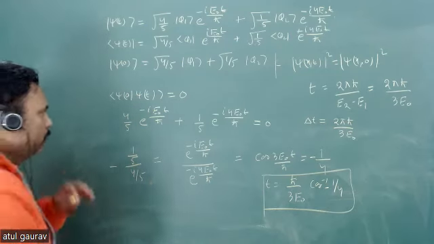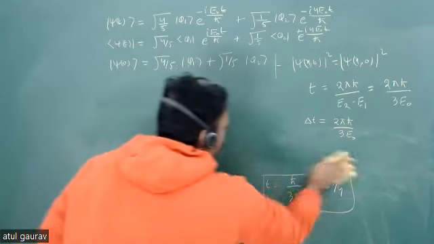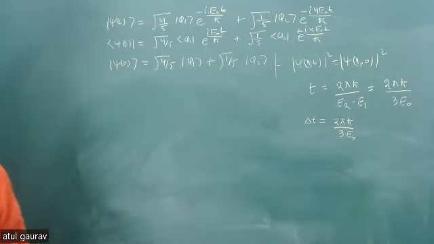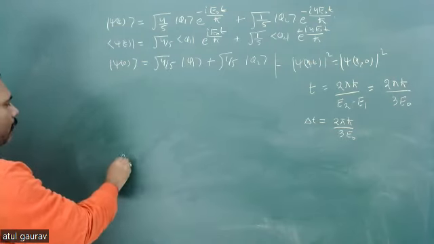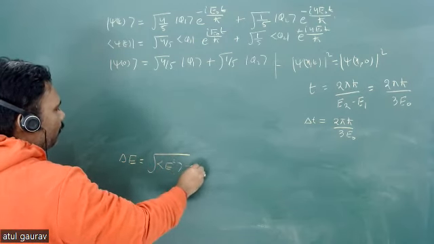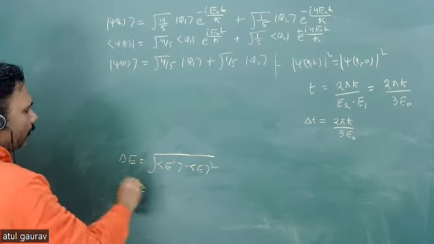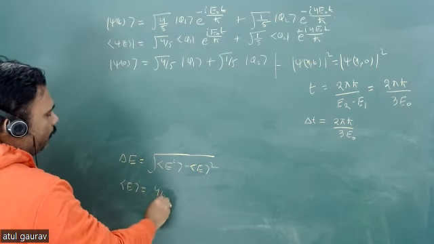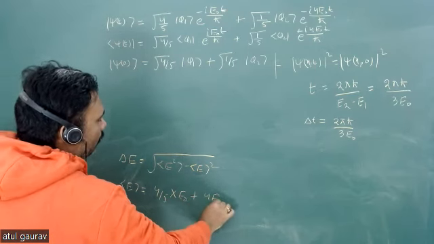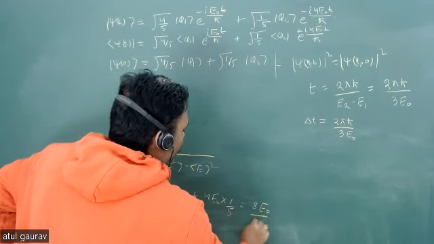चलिए. डेल्टा E कैसे निकालोगे बताओ. Under root expectation average value of E square minus, very good. So for delta E you will calculate root under expectation value of E square minus expectation value of E whole square. So expectation value of E तो निकाल ही दिया था हमने. क्या निकाला था? 4/5 into E naught plus 4 E naught into 1/5. So that value is equal to what? 8 E naught upon 5.